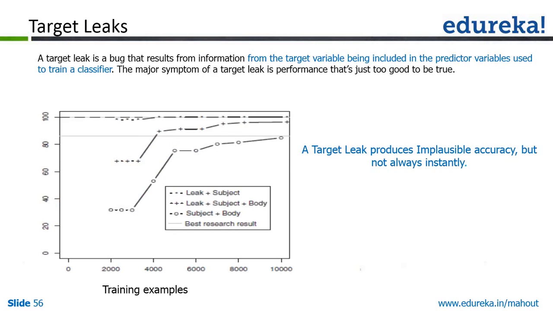Like this, your target leak is a bug. Like in your simple Java program, you can compare this to your out of memory errors and those things. So this target leak is what it does: it is having the information of the target variable included in the predictor variables used to train a classifier.